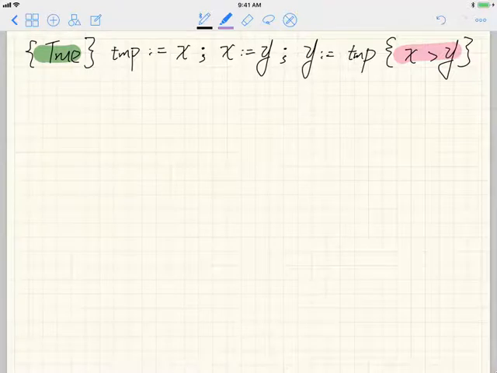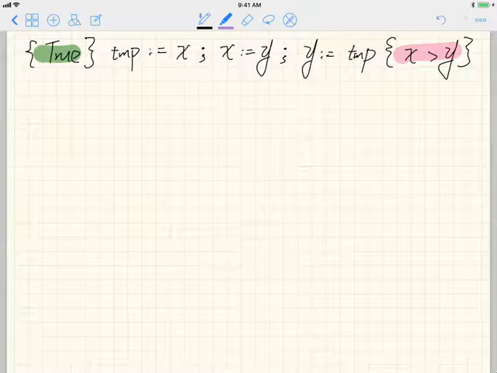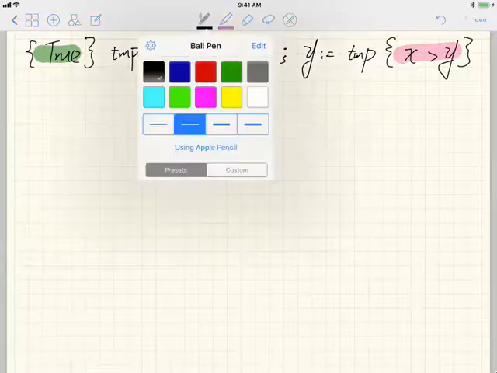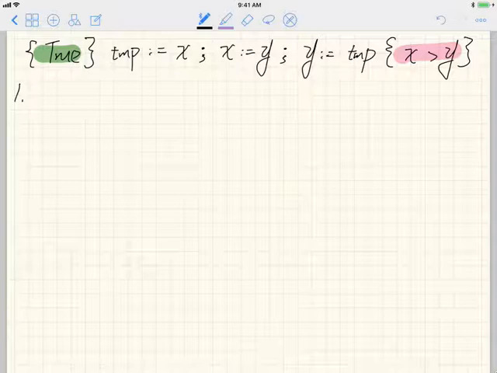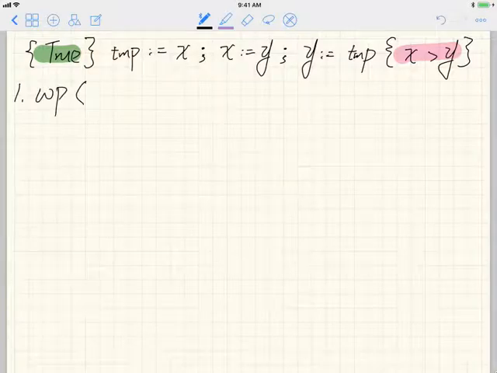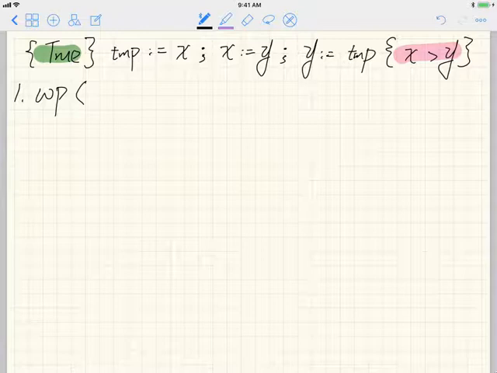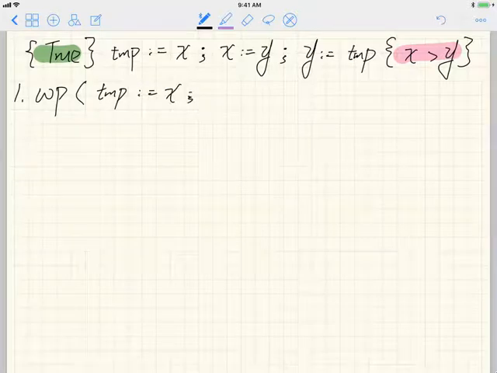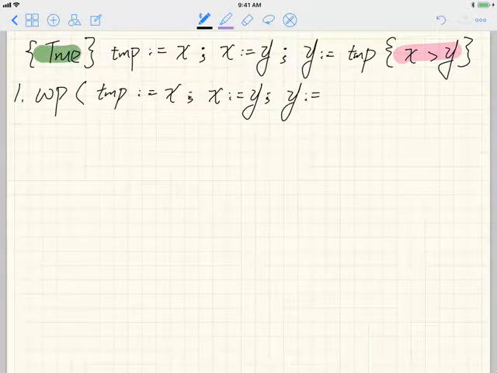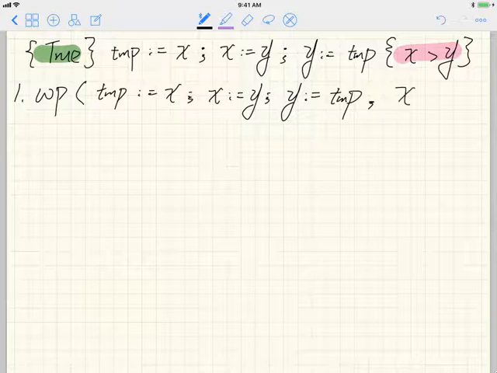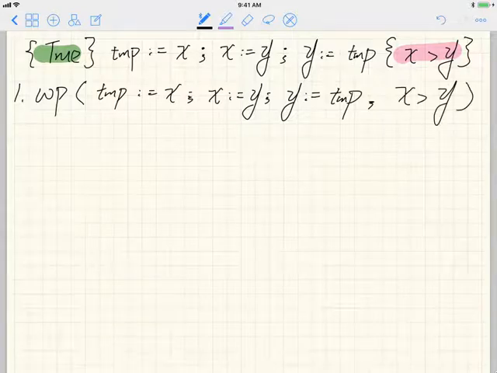Once it is done, usually it's quite obvious what the result should be. Now, let's calculate the WP. Number 1. What is the WP for the program over there? Let's copy the program down. Temp is assigned to X, followed by X is assigned to Y, followed by Y is assigned to temp. And what we want to establish is x larger than y. We want to know what's the weakest precondition. Once we get a result, the green part should be no weaker than that. Otherwise, the program is not correct.